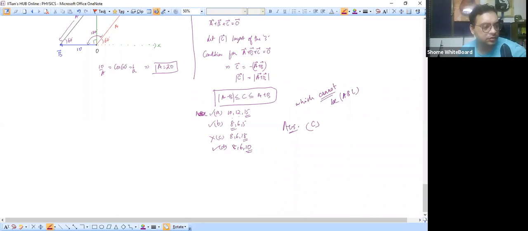Yes, Tej. C vector is minus of A plus B, no? Because A plus B plus C is 0. So magnitude of C is equal to magnitude of A plus B. This is the same thing we discussed in an earlier question also. So magnitude of C has to be less than or equal to, C is the largest of the three. Magnitude of C is the largest of the three.